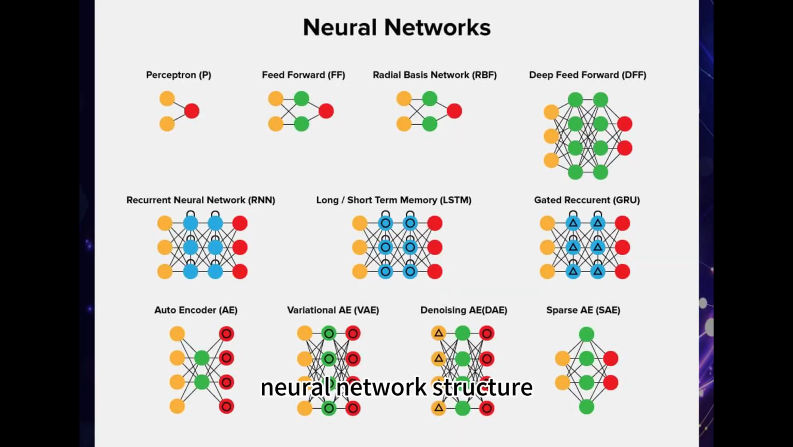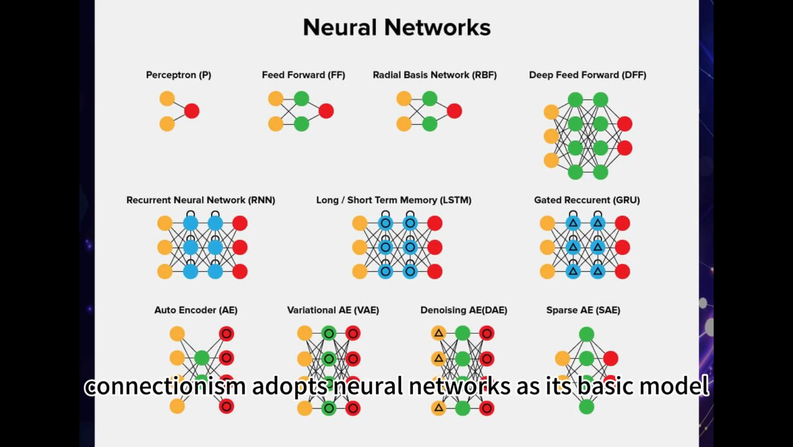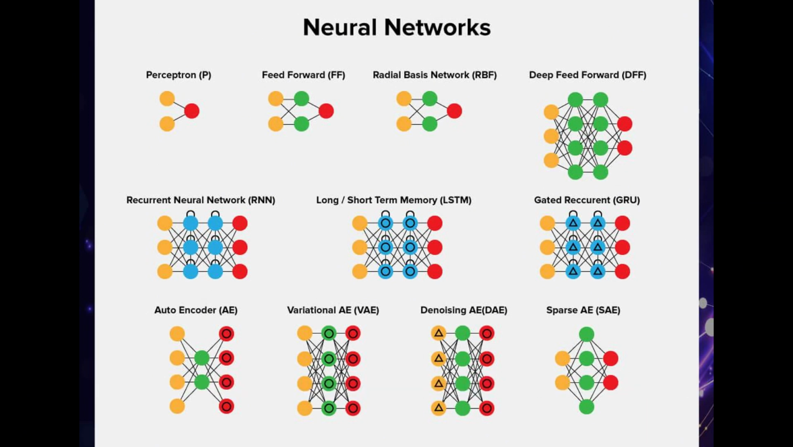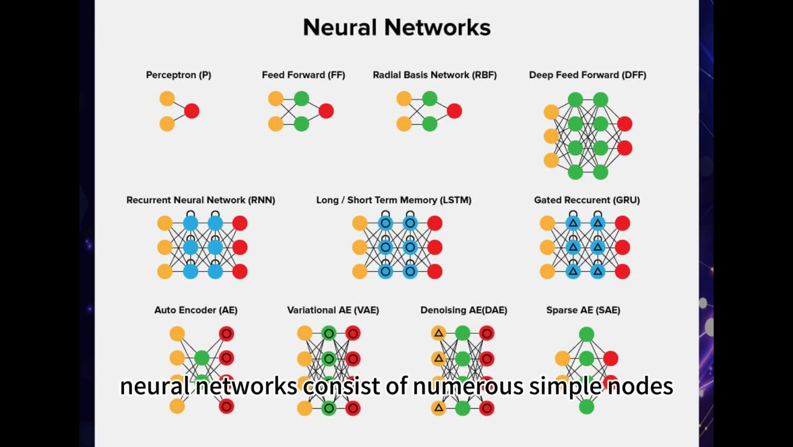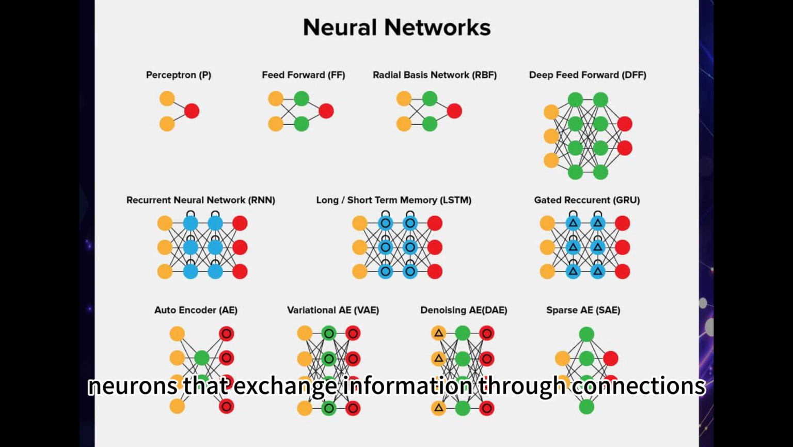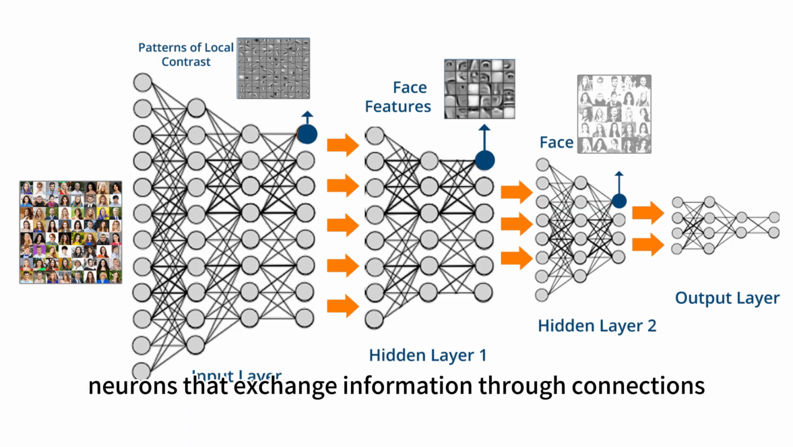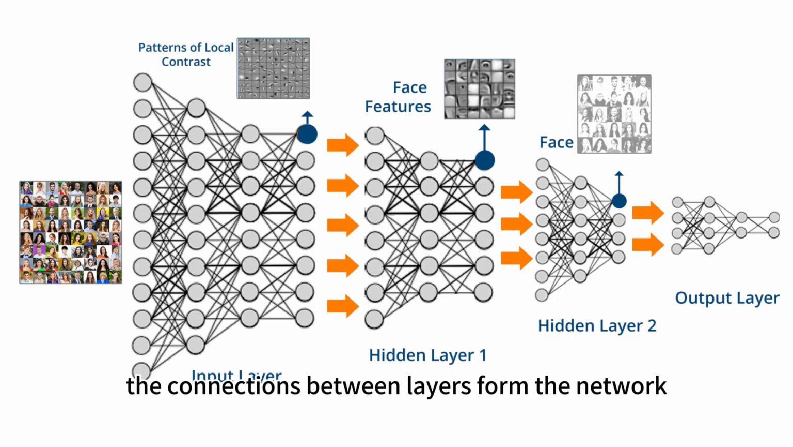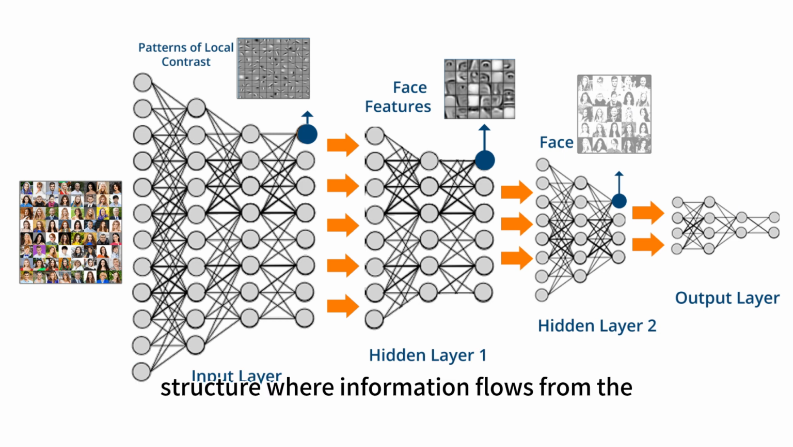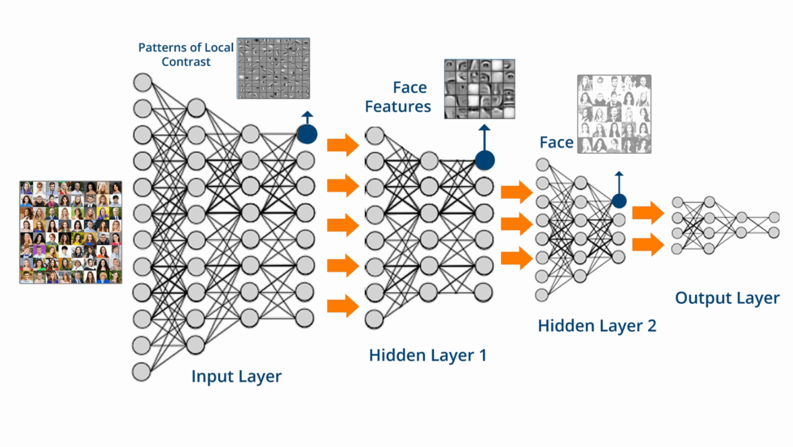1. Neural network structure. Connectionism adopts neural networks as its basic model. Neural networks consist of numerous simple nodes, neurons that exchange information through connections. The connections between layers form the network structure, where information flows from the input layer to the output layer.